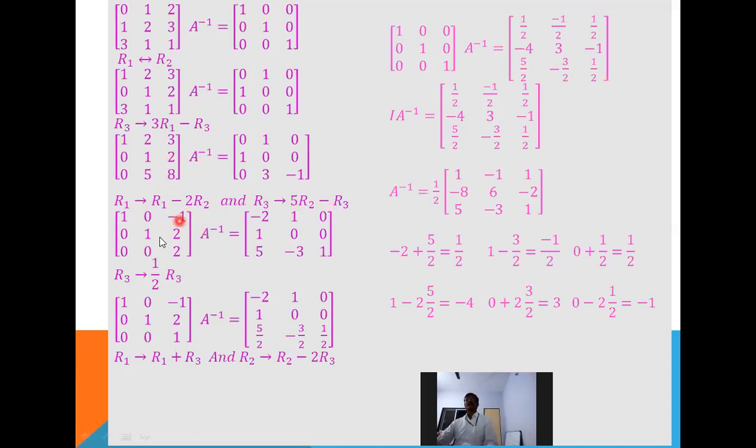ओके. सो द चेंज इज लाईक दिस. बघा R1 मायनस 2R2 आहे. R1 मायनस 2R2. सो याला 1 मायनस 0 इज 1. 2 मायनस 2 इज 0. ओके. त्यानंतर 3 minus 4 is minus 1. ओके. त्यानंतर याला 0 minus 2 is minus 2. 1 minus 0 is 1. 0 minus 0 is 0. Okay.